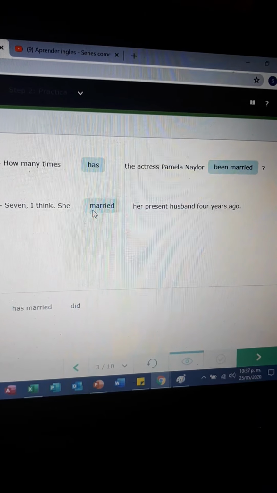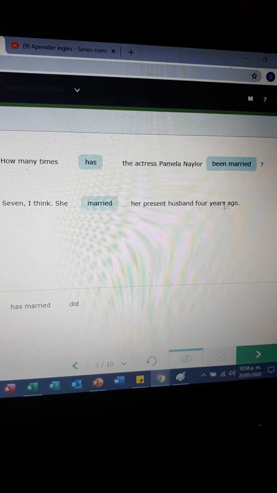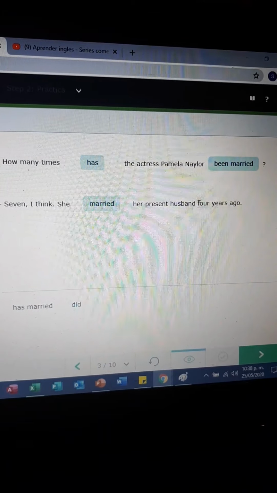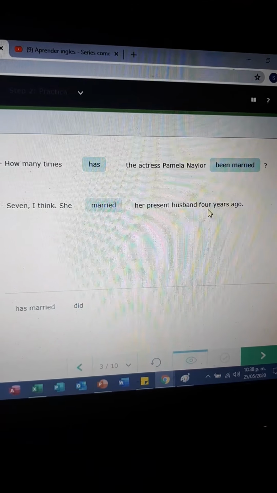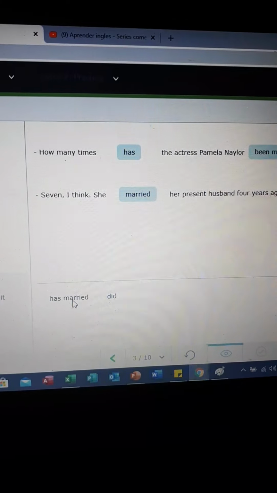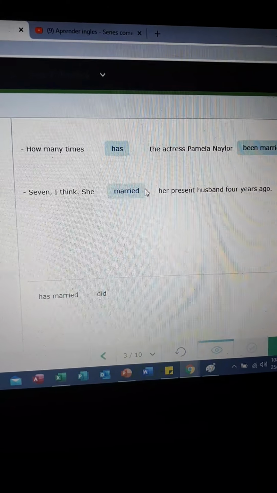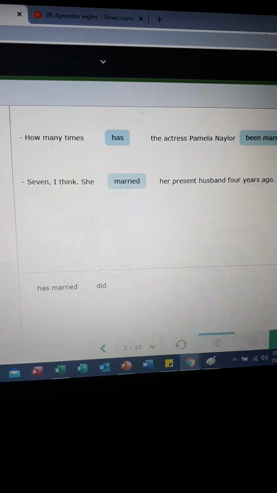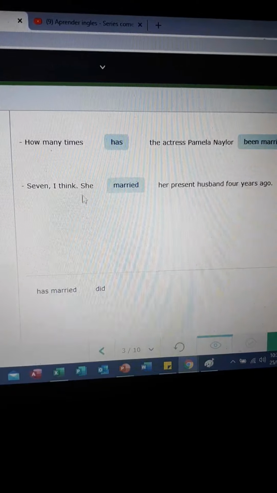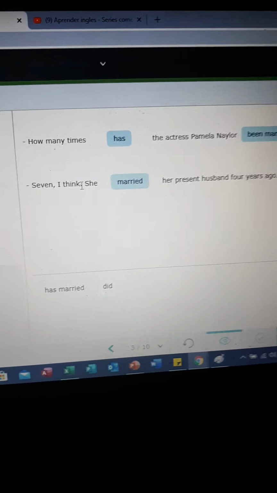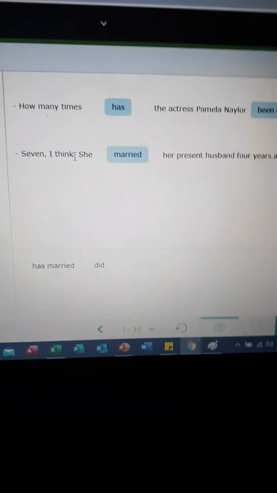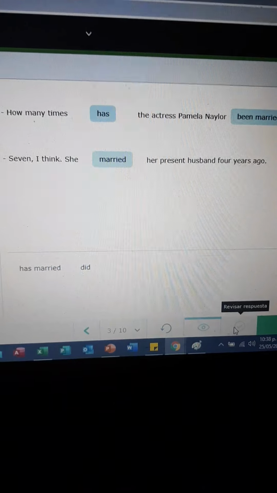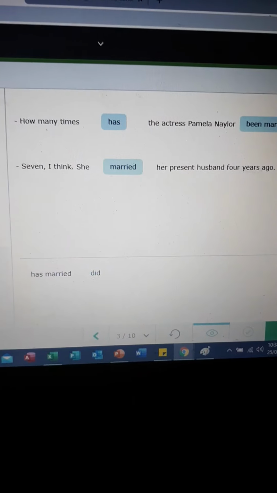Seven, I think she married her present husband four years ago, ¿sí? Ella se casó con su esposo hace 4 años, ¿sí? Has married, no, porque entonces hubiera sido, ella se ha casado. No quedaría muy bien la respuesta, ¿ok? So that's why we need to read the statement so we can put the correct form, okay? And well, we have the advantage to see if it is correct or do it again, okay?